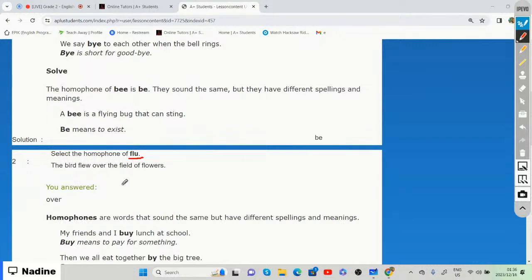The bird flew over the field of flowers. So flew, no, flew. The bird flew over the field of flowers. We need to choose the word that sounds the same as flew.